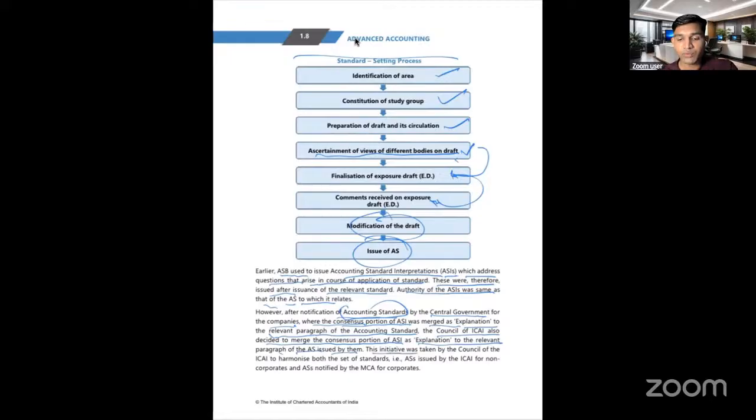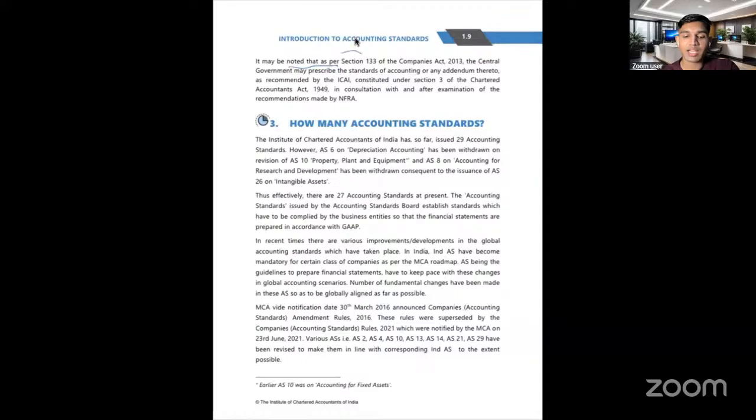This initiative was taken by the Council of the ICAI to harmonize both sets of standards, the AS issued by the ICAI for non-corporates and the accounting standards notified by the MCA for corporates. It may be noted that as per Section 133 of the Companies Act 2013, the central government may prescribe the standards of accounting or any addendum thereto as recommended by ICAI, constituted under Section 3 of the CA Act 1949, in consultation with and after examination of the recommendation made by NACAS.